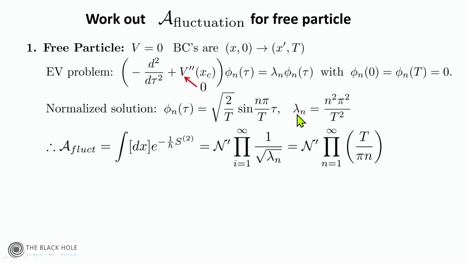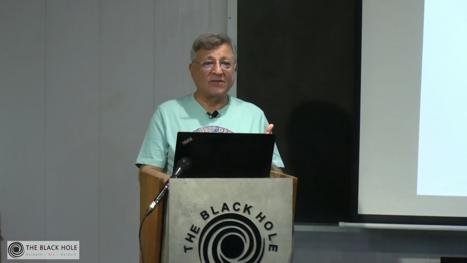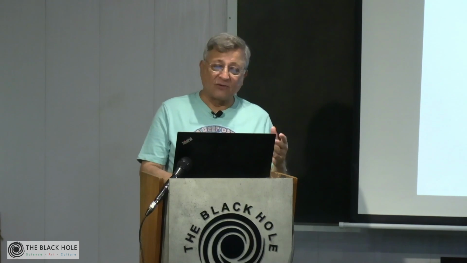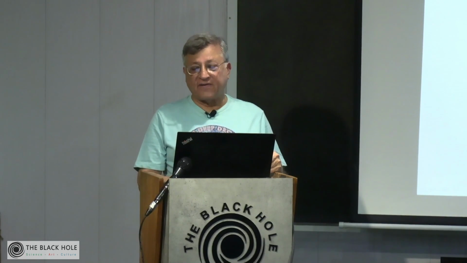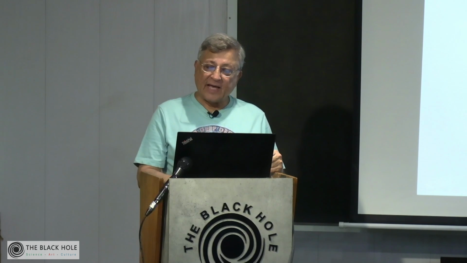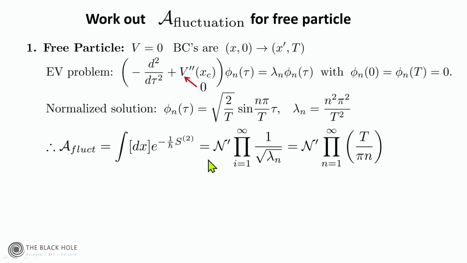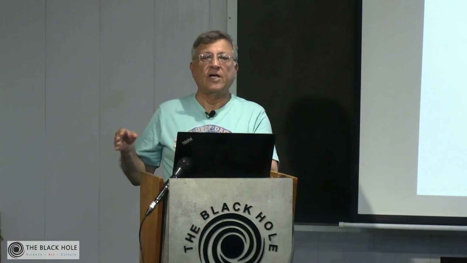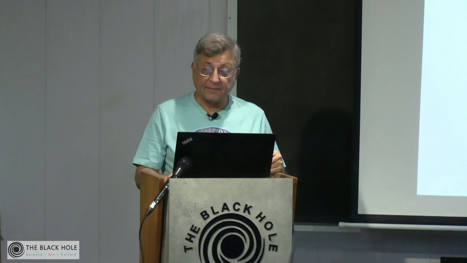There's no lambda 0 over here, because if we put n equal to 0 here, this function vanishes. So fortunately, by good luck, nature has gifted us this situation where we don't have a 0 eigenvalue. We have only eigenvalues from 1 to infinity. And so we have the fluctuation functional integral as the product of 1 over n. So it's 1 over n, 1 over 1 into 1 over 2 into 1 over 3 into 1 over 4, etc., all the way up till infinity.